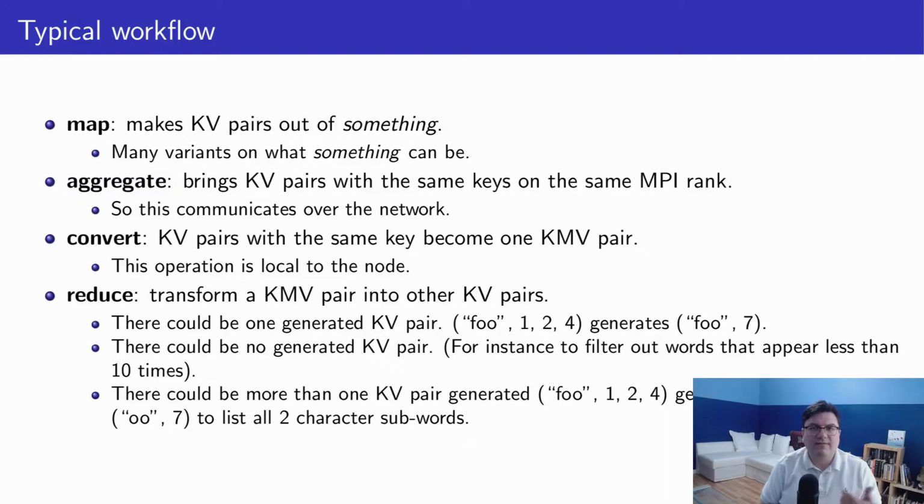Convert prepares the key-value pairs for reduction by grouping key-value pairs with identical key into a single key multi-value pair. Reduce creates a task for each key multi-value pair. That task can inspect the multiple values for that key and produce new key-value pairs.